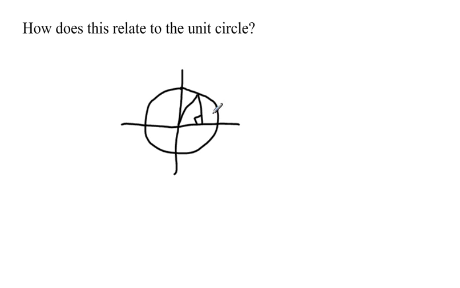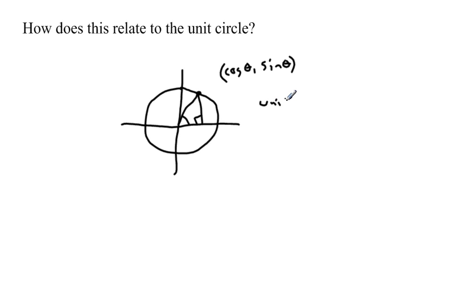We know that the x-coordinate is like the cosine of this angle, and the y-coordinate is like the sine. So each of these points here is the cosine of theta and the sine of theta. Now think about this. Each of these points is 1 unit away from the origin. That's why it's called the unit circle.